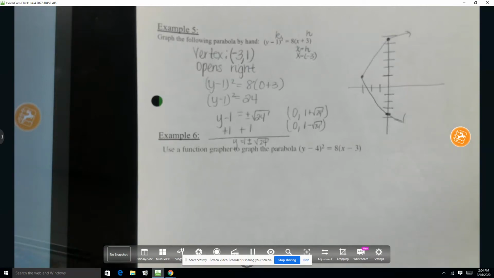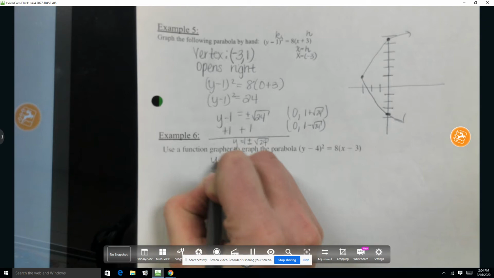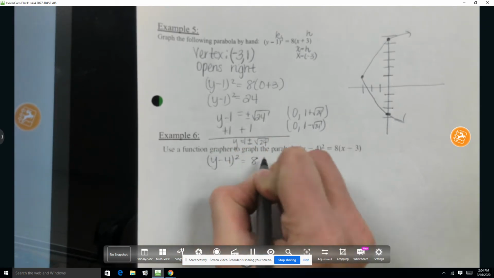In this video, we're going to finish up our notes on parabolas. So the next example says to use a function grapher to graph the parabola of (y - 4)^2 = 8(x - 3). In order to use your graphing calculator, you're first going to have to solve this equation for y.